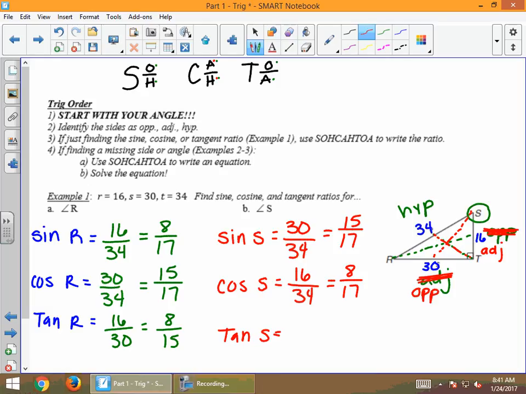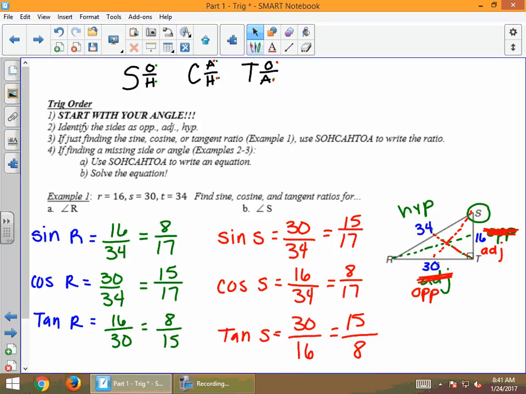And lastly, tangent, again, is opposite over the adjacent. We label our opposite as 30, our adjacent as 16. 30 over 16 reduces down to 15 over 8. And again, start with your angle, label your opposite, adjacent, hypotenuse, use SOHCAHTOA to set up your ratios, always simplify your fractions if you can. In the next lesson, we'll apply these same concepts but into solving and finding missing sides and angles of right triangles.